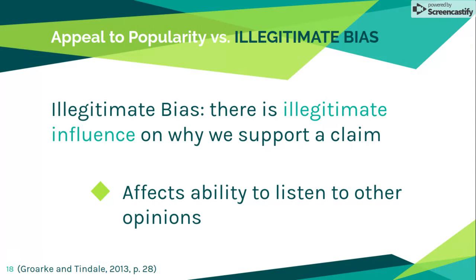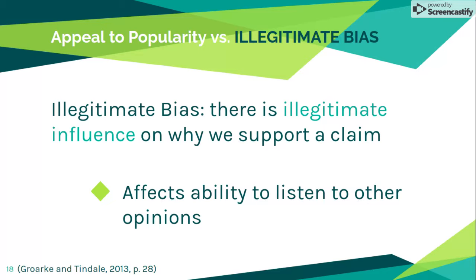We learned about this a few weeks ago. It was actually a while ago. It's at the beginning of the textbook in the first chapter. So just to remind you, illegitimate bias is, I paraphrased it, I put it into my own words to help you understand better, that there is illegitimate influence on why we support a claim.